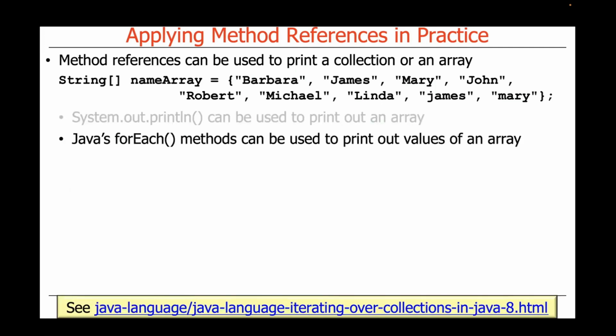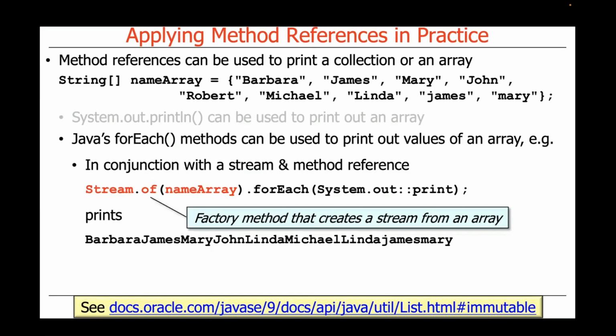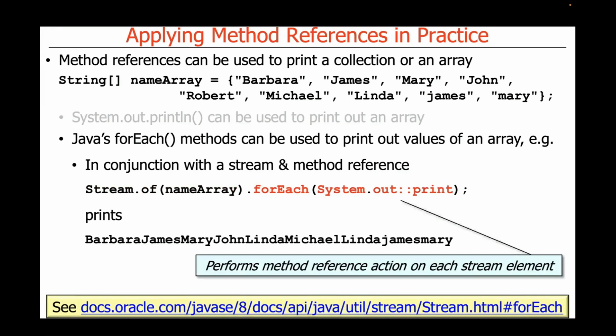modify it. Now let's take a look at how we can use method references in conjunction with Java's forEach methods to print the values of an array. Here's the first way we're going to do it. We're going to take that name array and convert it into something called a stream. Streams are an absolutely fascinating advanced feature in modern Java and modern functional programming. We're not going to spend a whole lot of time on them in this course, but they're worth getting to know, and I've got lots of other material you can learn about streams if you're curious. In this case, we use Stream.of to convert the name array into a stream, and then for each element in the stream, we're going to pass in the print method as a method reference.